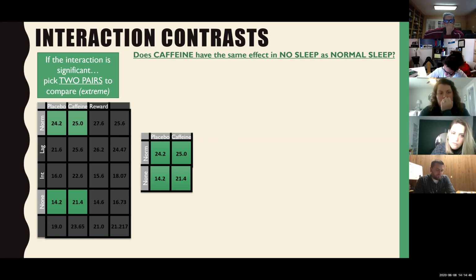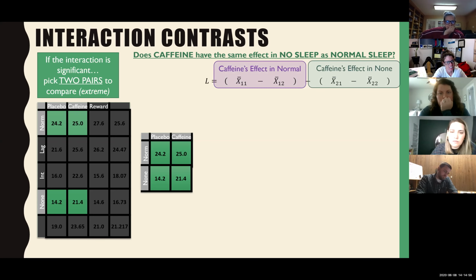It's like a double negative. What do we get with a double negative? Positive, right? Okay, so this is my linear contrast. In the purple bubble, I have caffeine's effect in the normal sleep, and I subtract those. Now, the little 1s and 2s have to do with the first or the second, and first it's row, and then column, they're the indices.